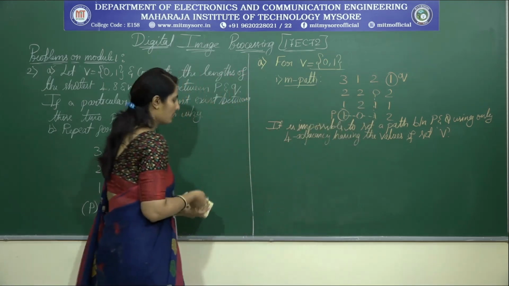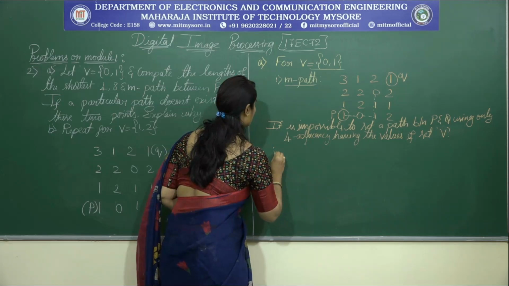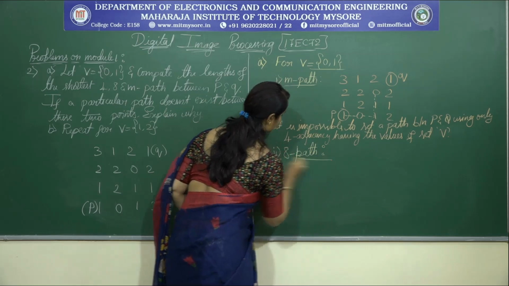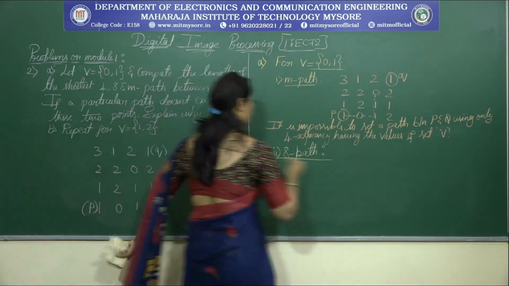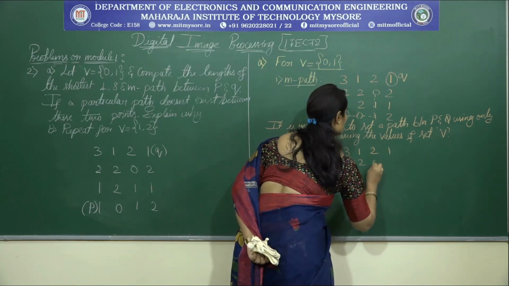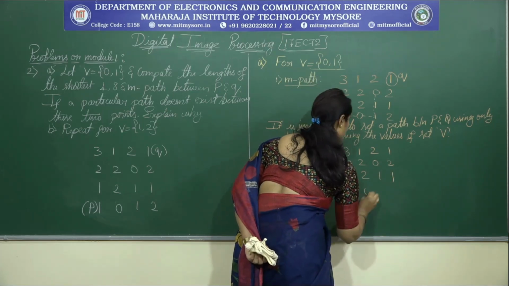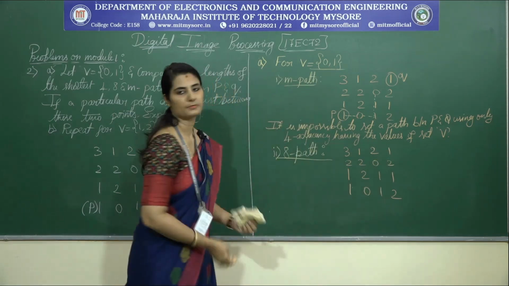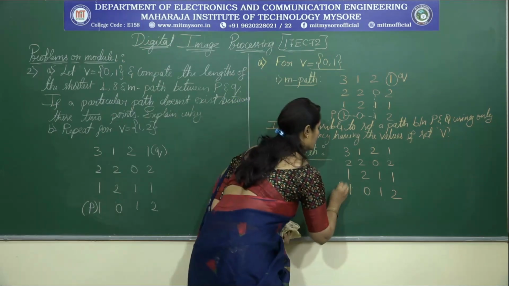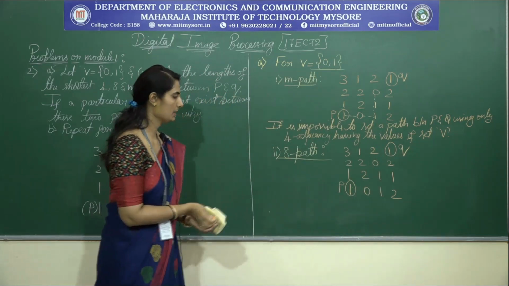Okay. So now let us check for the next condition. So the next condition is the 8 path. So now let me check for 8 path. Consider the same pixel elements 3, 1, 2, 1, 2, 2, 0, 2, 1, 2, 1, 1, 1, 0, 1, 2. Now we should check whether we can establish the path between P and Q, an 8 path between P and Q.